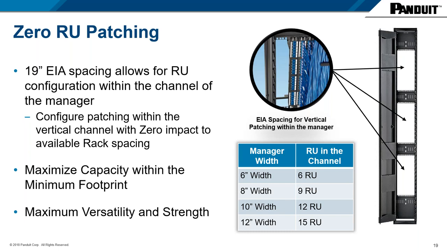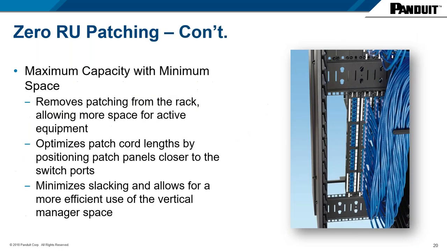So when you think about it in terms of total available RU space, say you have a 45 RU rack in a TR room. You add 2 12-inch managers to that 45 RU rack. You just went from 45 RU to 75 RU, all within the same footprint. So really some great real estate efficiencies gained with this product.